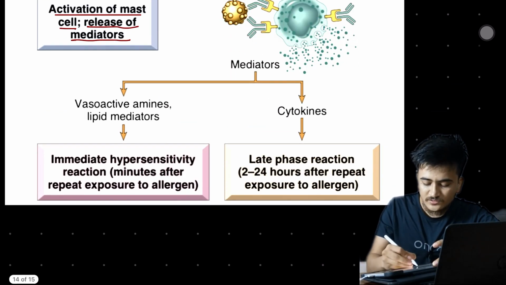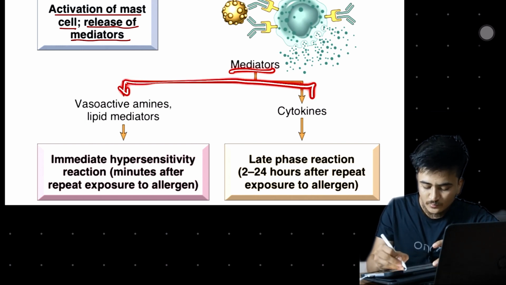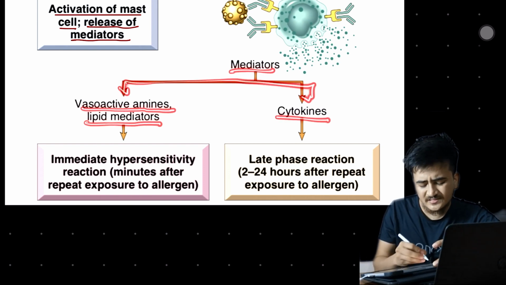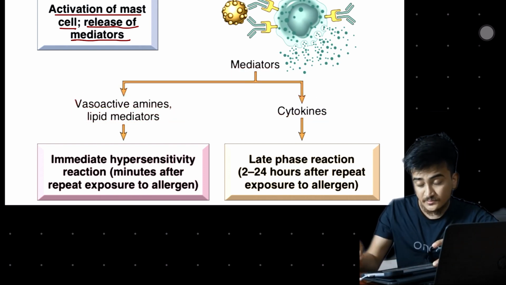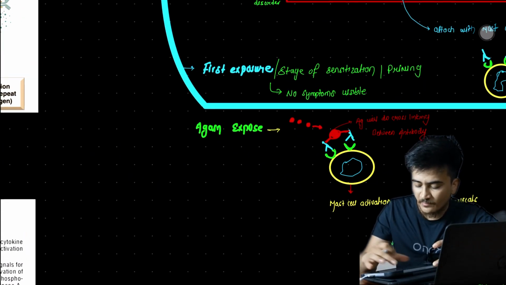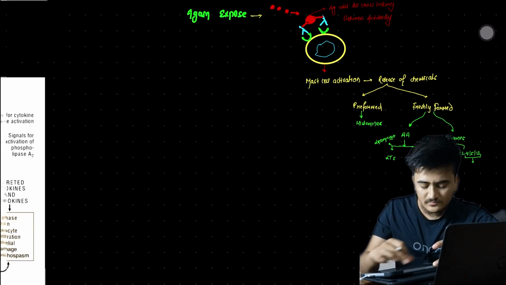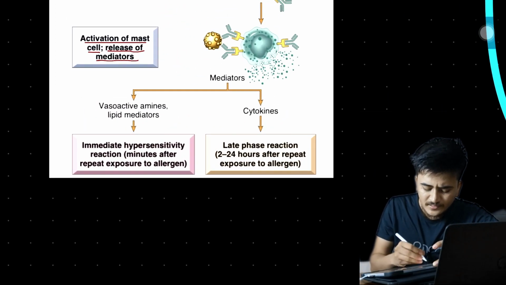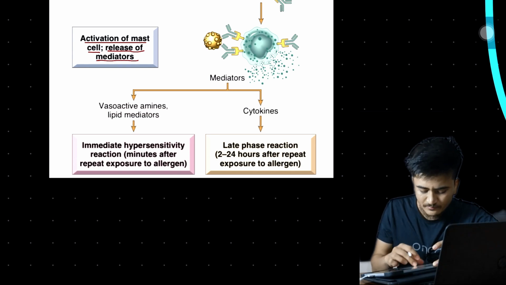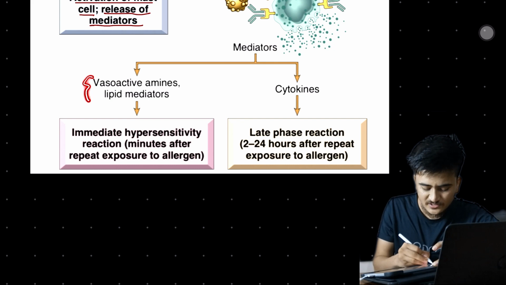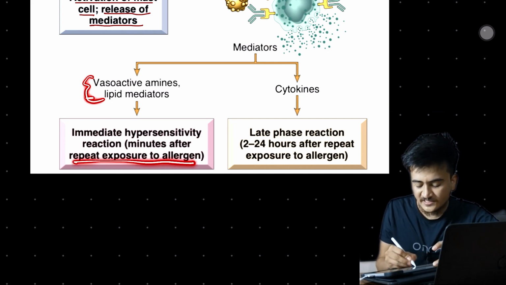mediators. Under the mediators we are talking about vasoactive amines, lipid mediators, and cytokines. Here it has been divided this way, but earlier we talked about preformed and freshly formed. The things are similar. Now vasoactive amines and lipid metabolites cause immediate hypersensitivity reactions, within a minute after repeated exposure to allergen. Repeated exposure is the condition. These things will be produced on repeated exposure to allergens.